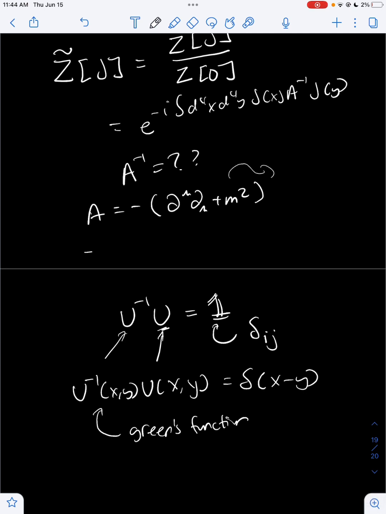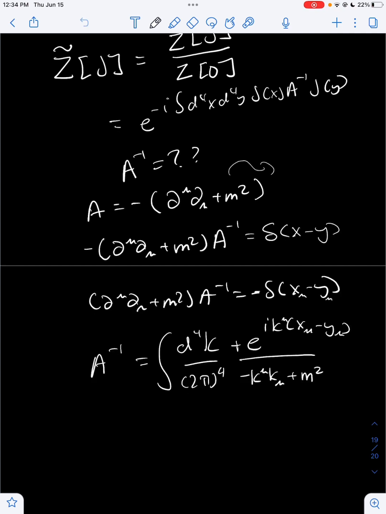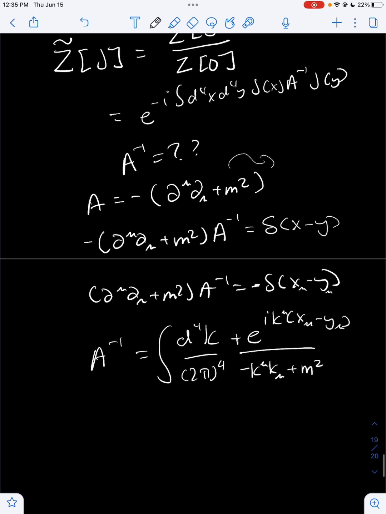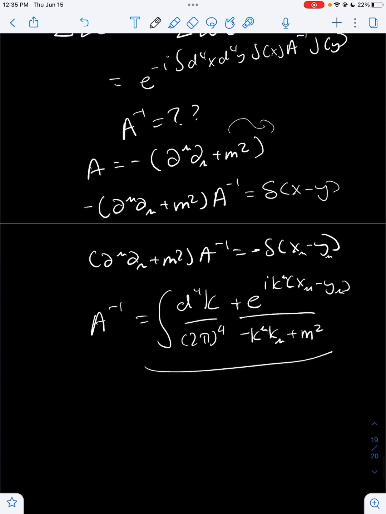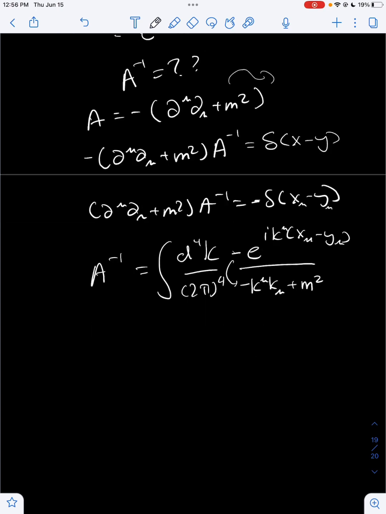Or in other words, minus of this over here times the inverse of A is going to be delta of x minus y. And we've actually solved this sort of equation before for the case where we had a plus delta. For the case where it was a plus delta, this was the solution. So if we have a minus delta instead, we're going to have minus for our answer. We can then just distribute the minus to the bottom.